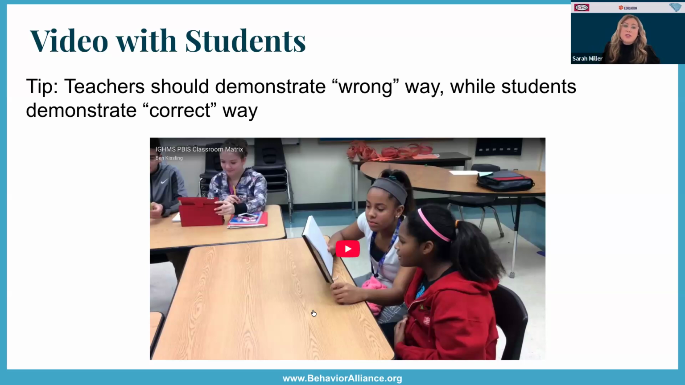We only want the students to model the correct way or the examples of that appropriate behavior. It gives them another opportunity to practice. So if you're doing the non-examples, allow the teachers to do it, just like in this example. And Karen, since we're short on time, maybe just like 30 seconds or so.